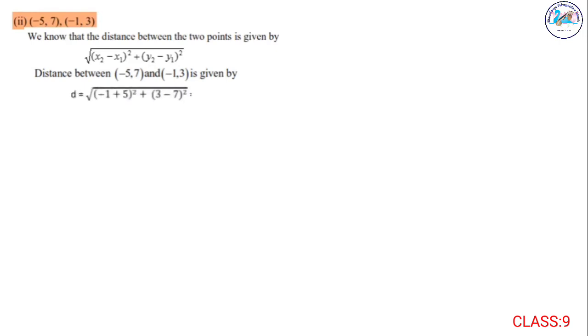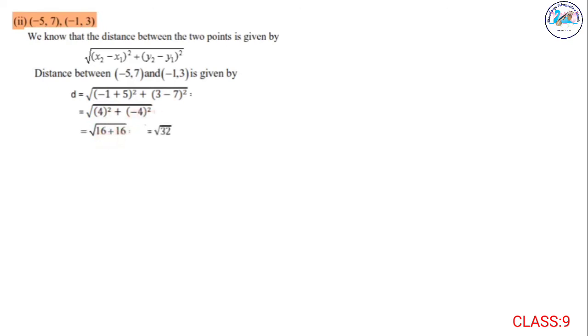That is x2 minus x1. x2 is minus 1 minus 5, that is minus 5 is plus 5, minus 1 plus 5 the whole square, plus y2, y2 is 3, minus y1 is 7, that is 3 minus 7 the whole square. After substitution, go for the calculation. Minus 1 plus 5 is 4. 3 minus 7 is equal to minus 4. So 4 square plus minus 4 the whole square. 4 square is 16, minus 4 square also gives 16.